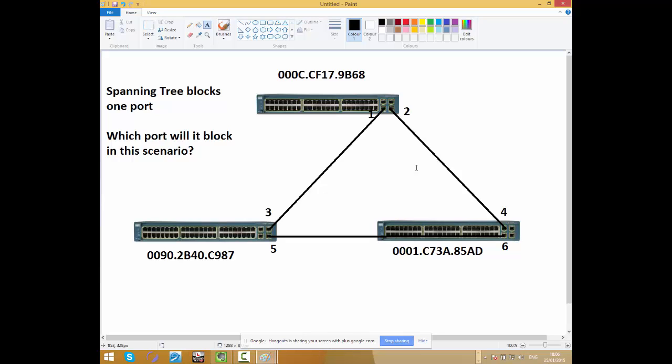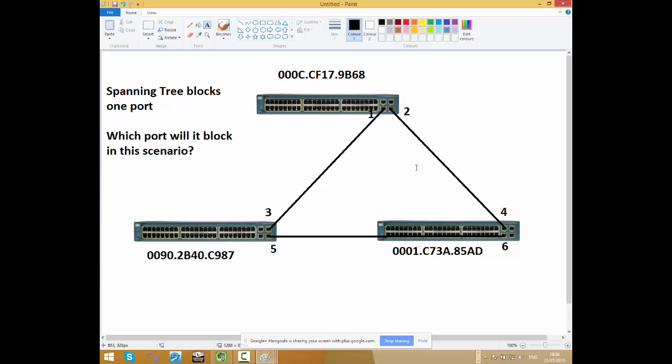Sure, just because it's the highest, right? I'm looking for the lowest value. What do you think, Carlos? I assume we're going over the value of the MAC address, and if it's higher, then it would be blocked first. Or is it reverse? We're blocking the root, so the root has to be the lowest, so it'd be not that one.